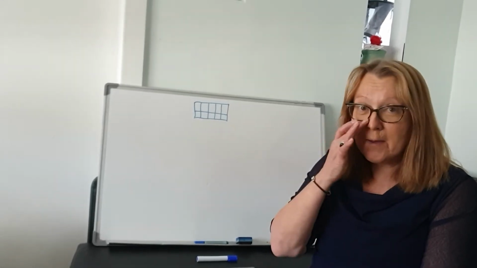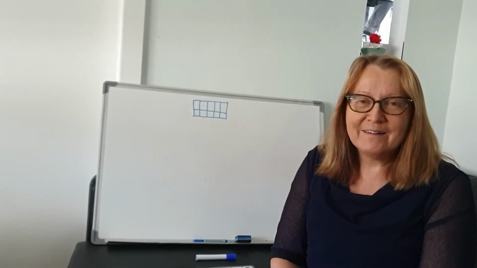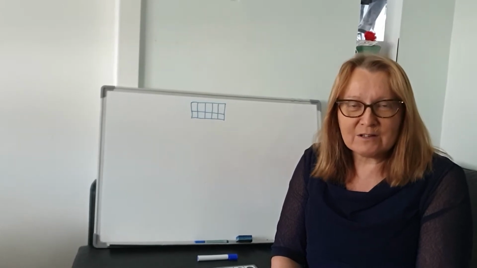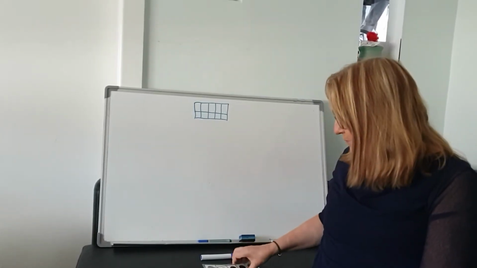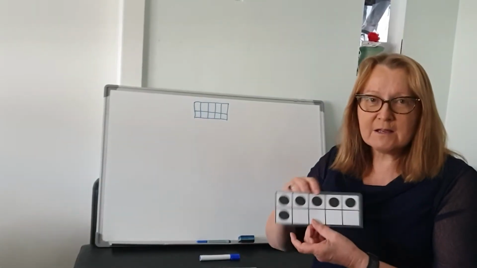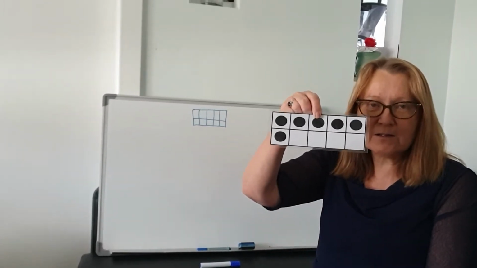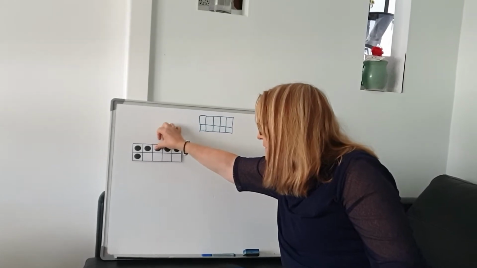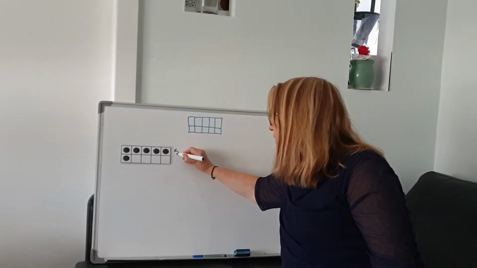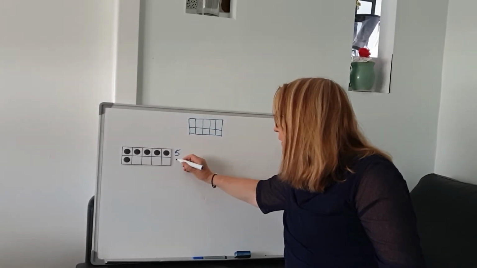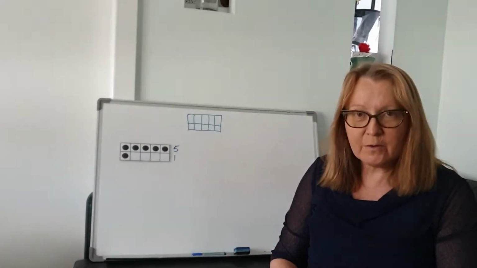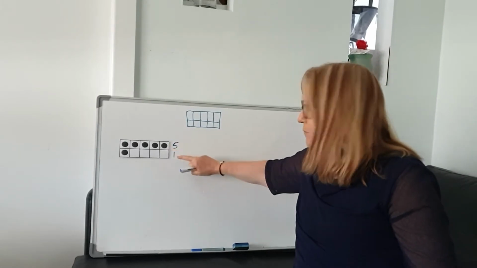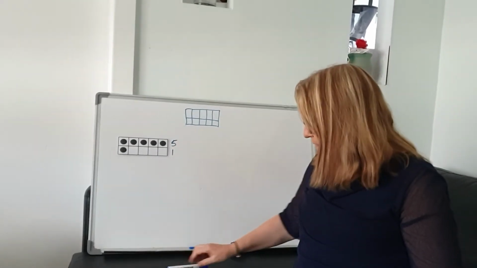Okay, so now you're back. I wonder how it looked. I'm thinking some of you would have had 6 on a 10 frame like this, with 5 on the top row and 1 on the bottom row, because we know that 5 plus 1 more is 6.